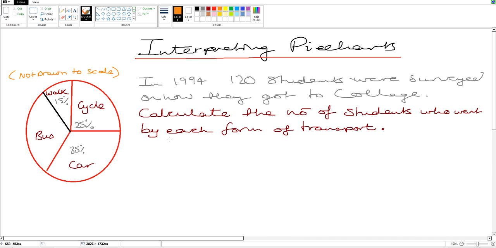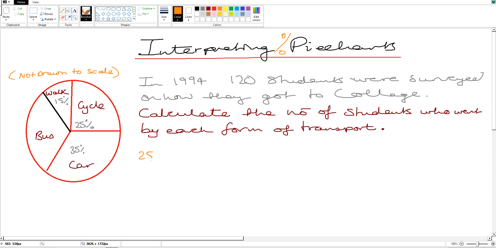Now, interpreting pie charts, we're looking at percentage pie charts now. In 1994, 120 students were surveyed on how they got to college. Calculate the number of students who went by each form of transport. So, first of all, how much percent went by cycling?